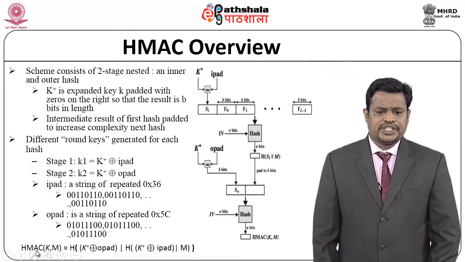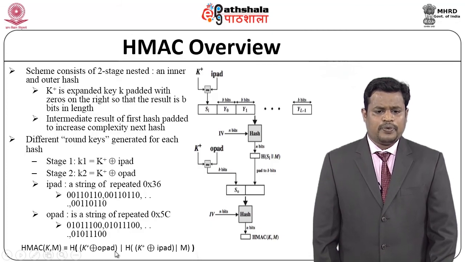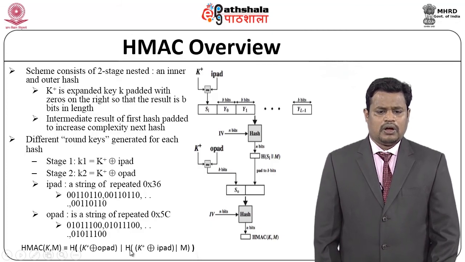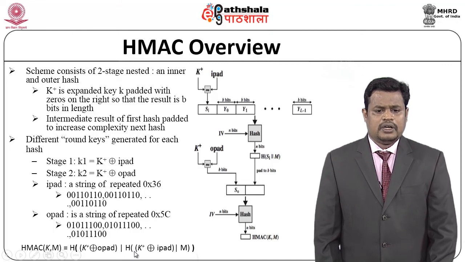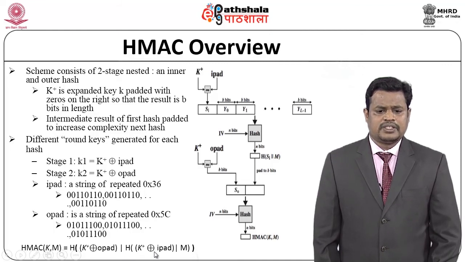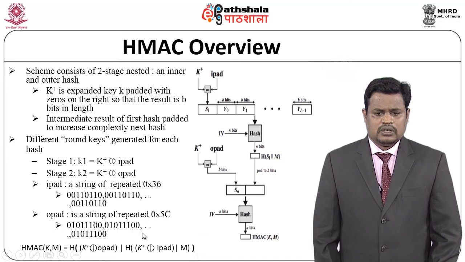So now the HMAC hash is going to be generated, that is K comma M is equal to H of K plus XOR of O pad, or H, the hash, of K plus XOR of I pad, appended with M. So this is the overall process for generating the HMAC of K comma M.